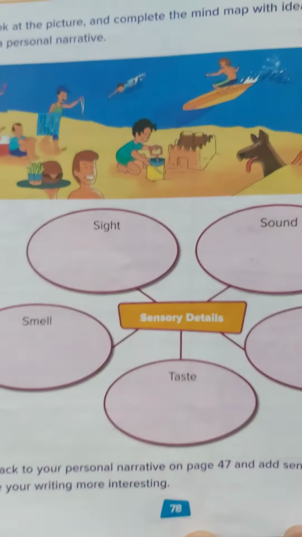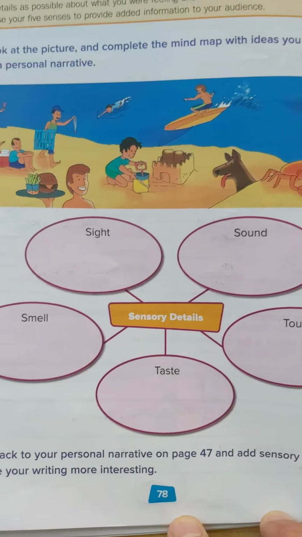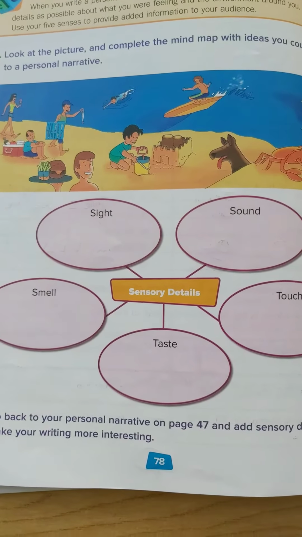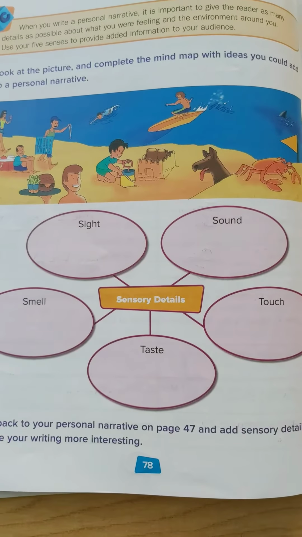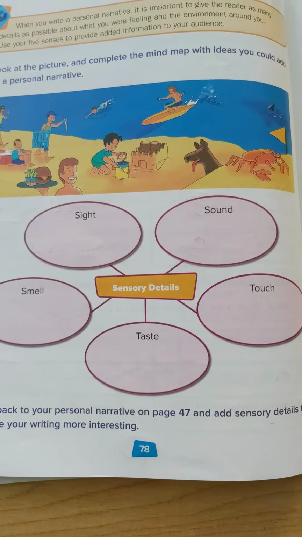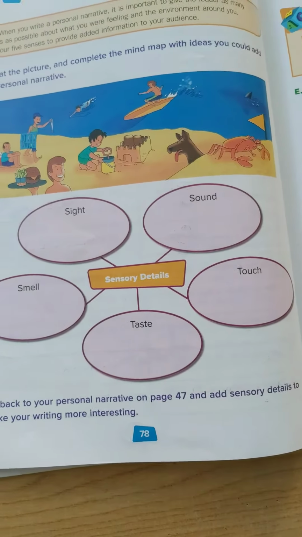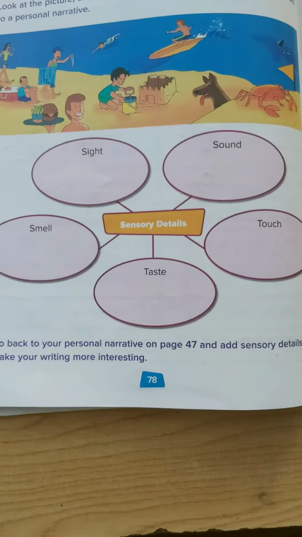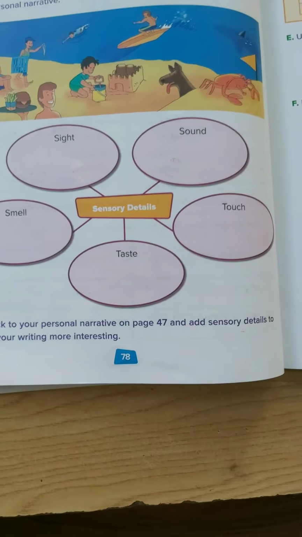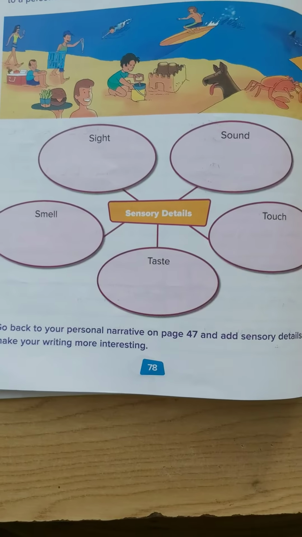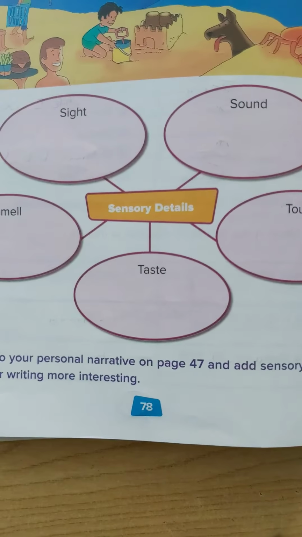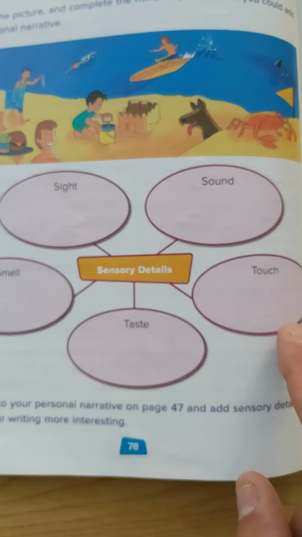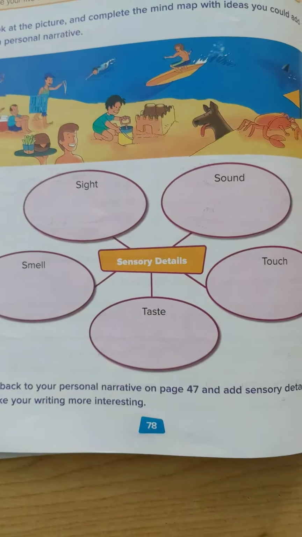Now, there's this mind map, right? And it has, how many senses do we have? We have five senses, right? We have sight, sound, touch, taste, and smell. These are the five senses. And when you say you have a sixth sense, that means you are kind of psychic, that you have extrasensory perception, or ESP. That means you can read people's minds, right? So in this mind map, we have the five different sensory details: sight, sound, touch, taste, and smell, right?